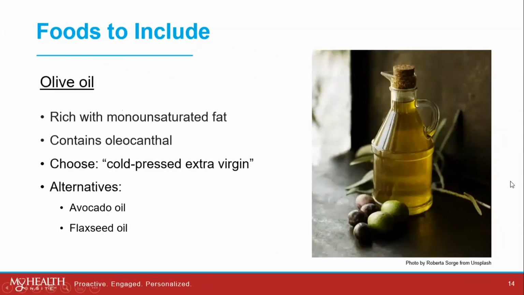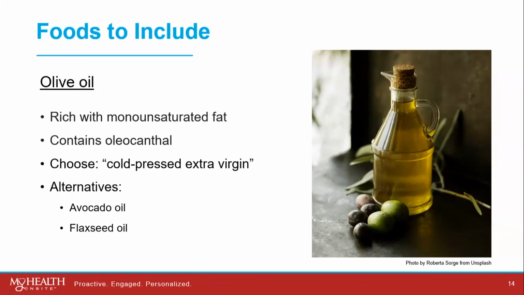Next on our list is olive oil. Most people think about olive oil and salmon, the good fats, when it comes to thinking about the Mediterranean diet or the anti-inflammatory diet. And it's important because olive oil is very rich with monounsaturated fat, which is very heart healthy, and it contains something called oleocanthal. Oleocanthal has properties similar to non-steroidal anti-inflammatory drugs, also known as NSAIDs.